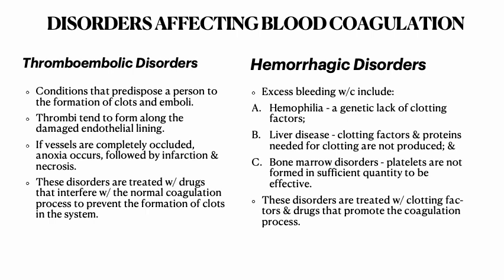So these disorders are treated with drugs that interfere with the normal coagulation process to prevent the formation of clots in the system. Then the hemorrhagic disorders. These are excess bleeding, which include hemophilia, a genetic lack of clotting factors; liver disease, wherein clotting factors and proteins needed for clotting are not produced; and bone marrow disorders, wherein platelets are not formed in sufficient quantity to be effective. These disorders are treated with clotting factors and drugs that promote the coagulation process.